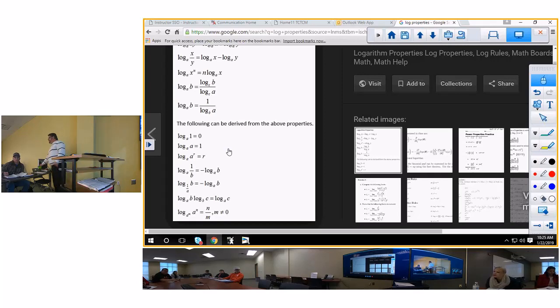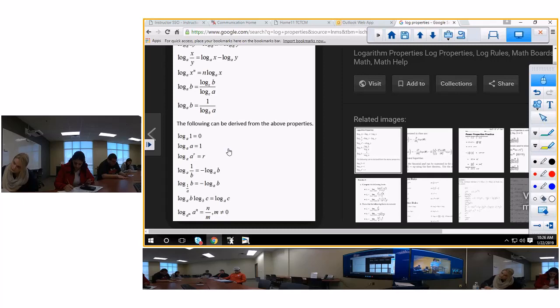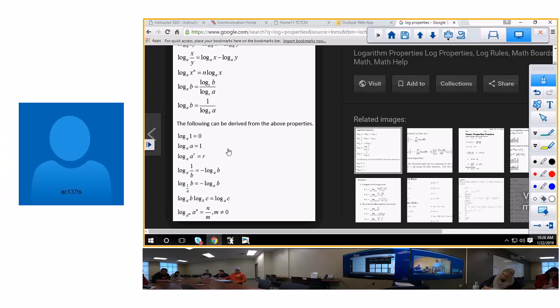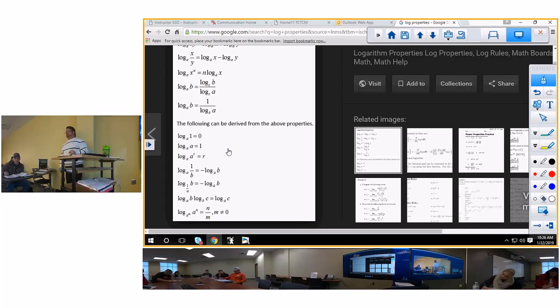Write them down. You don't have to write down all of them. Just go down to that natural log of A to the R is equal to R. You can write down the other ones if you want to, but we're not going to be using those very much. Those first three right there are very important.